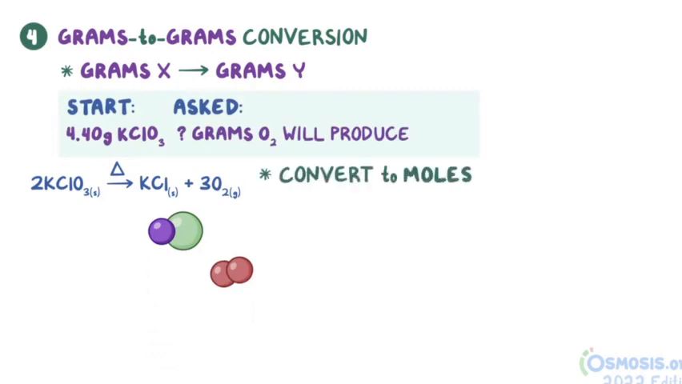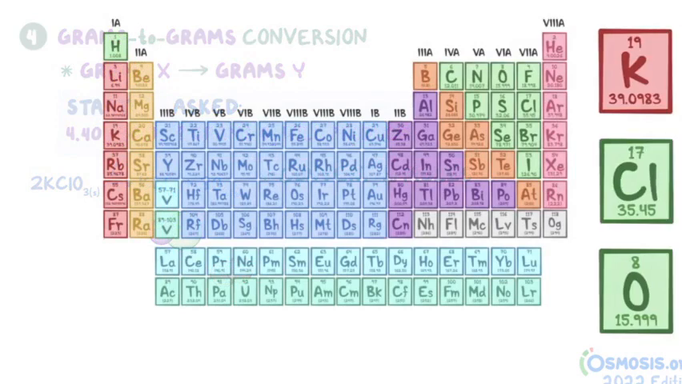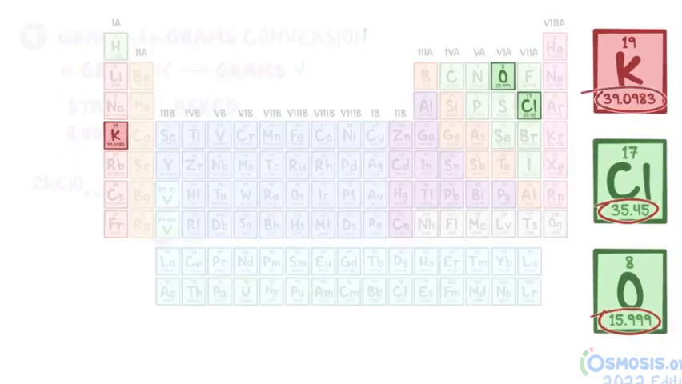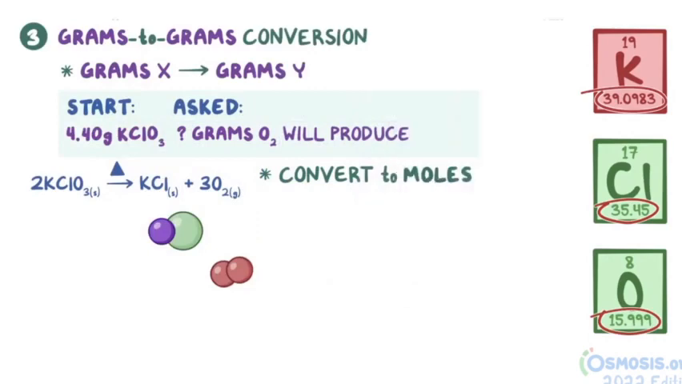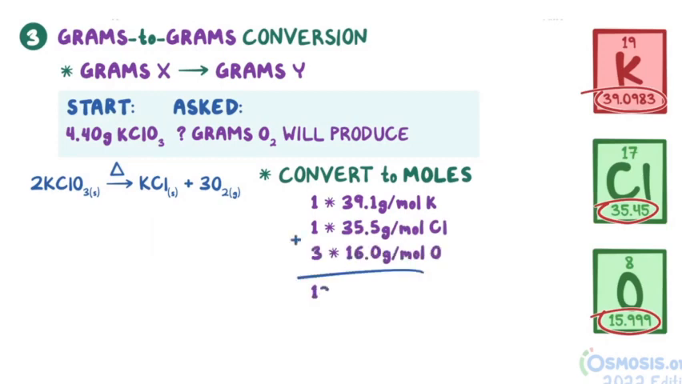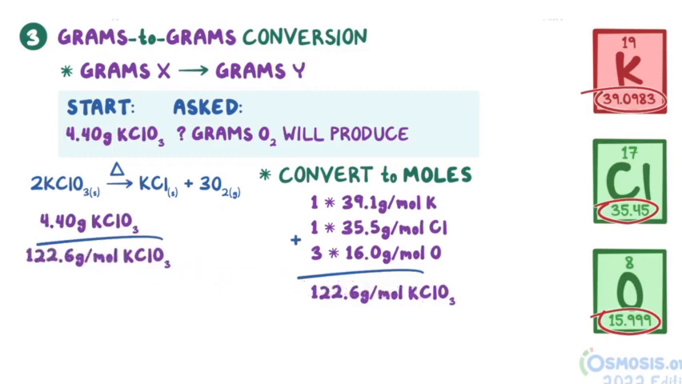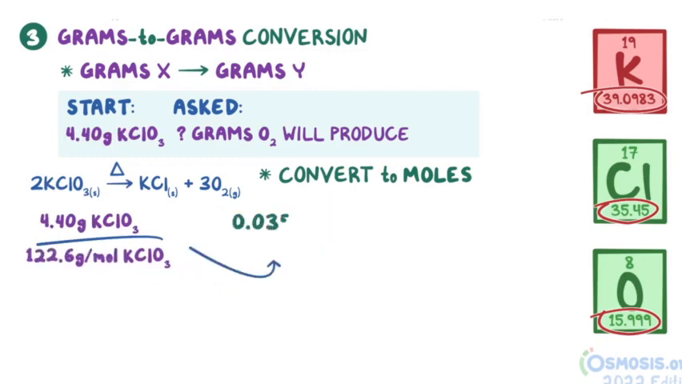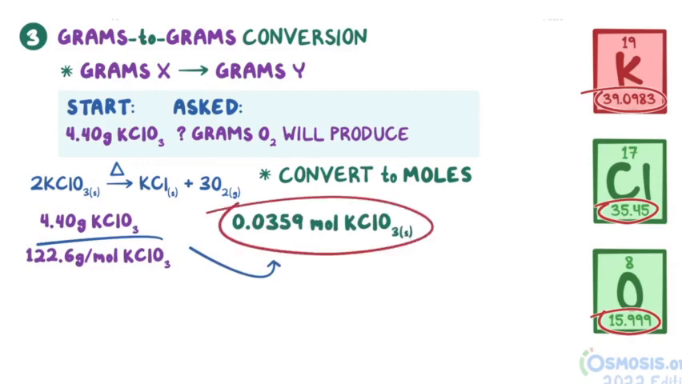Potassium chlorate has the chemical formula KClO3. So we look up the molar mass of each atom on our periodic table, then multiply it by its subscript in the chemical formula. 39.1 grams per mole plus 35.5 grams per mole plus 3 times 16 grams per mole equals 122.6 grams per mole. So 1 mole of potassium chlorate has a mass of 122.6 grams. We now divide 4.4 grams of potassium chlorate by the molar mass, which tells us that we have 0.0359 moles of potassium chlorate in our reaction.